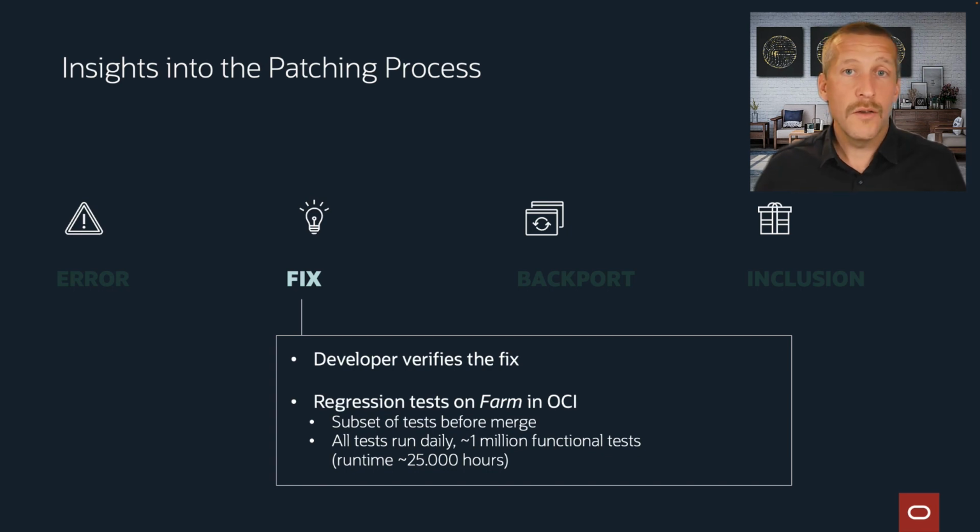At the end of the day, we will run all our more than 1 million functional tests on the main code line just to ensure that nothing has snuck in during the day. If you sum up the entire runtime of all our functional tests, it is more than 25,000 hours of testing. Imagine we have servers with 8 cores. You do the math. It means that we have more than hundreds of servers running in our farm just doing functional tests on Oracle database. And the farm, that's just a fancy word for a lot of computers we have in OCI, a lot of compute instances that are running the functional tests for the developers.